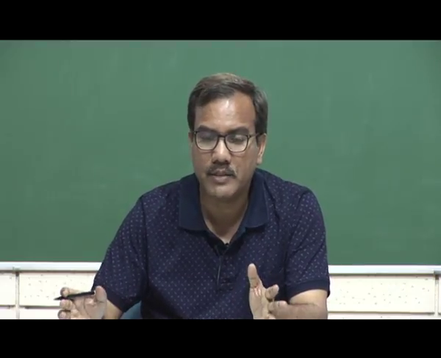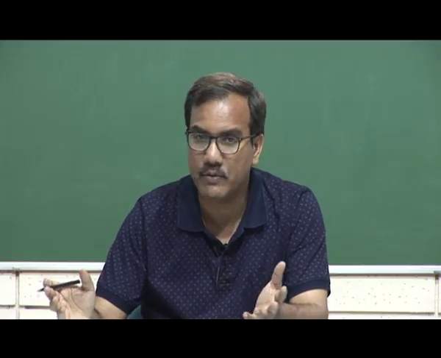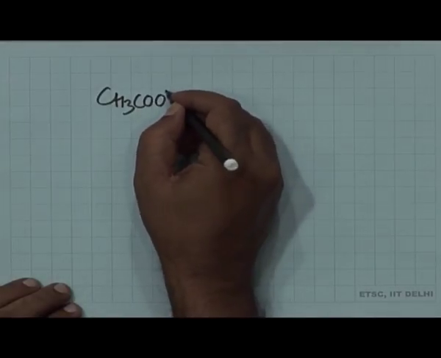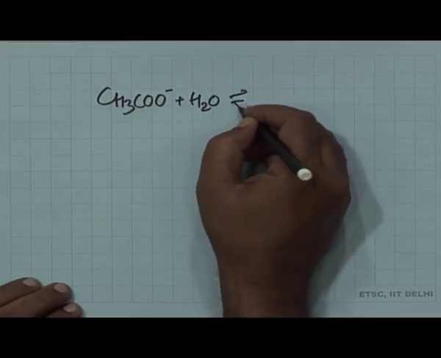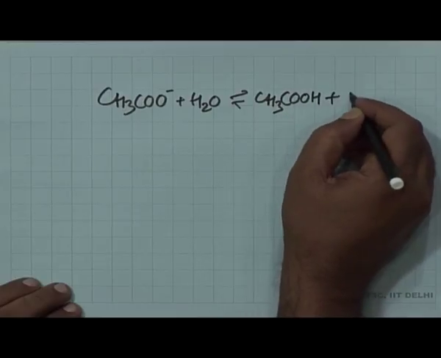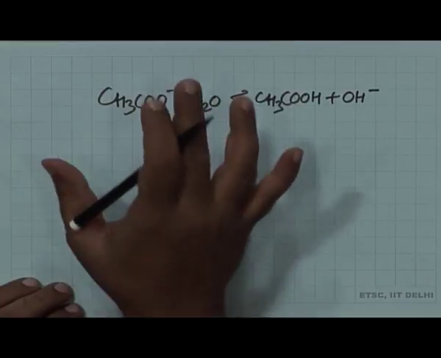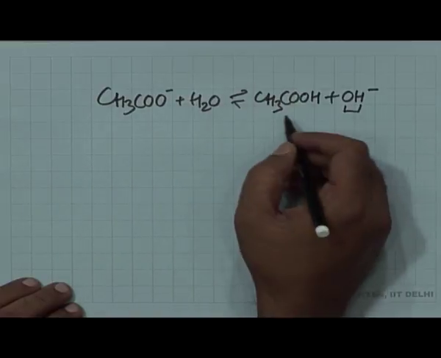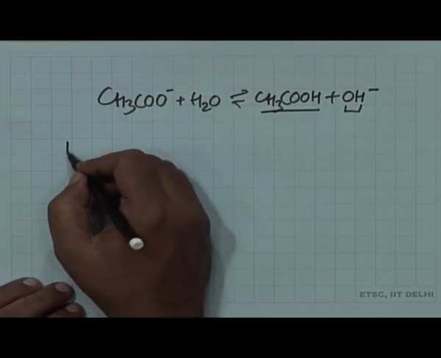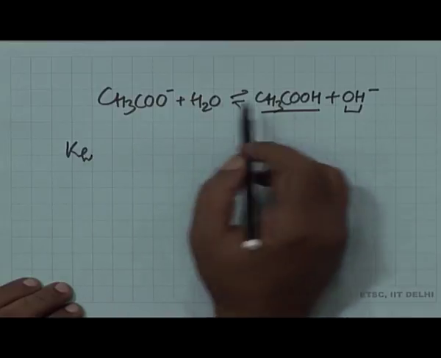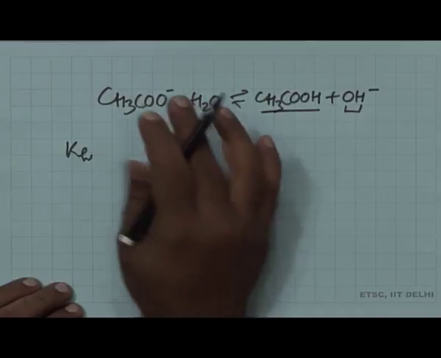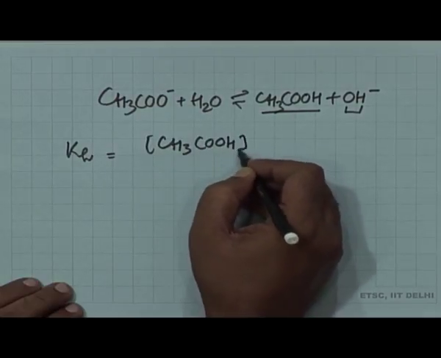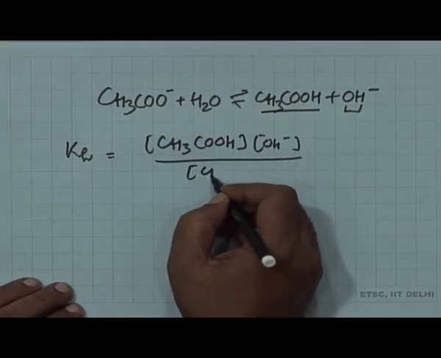And so, if I want to calculate pH or pOH, I need to know the value of OH minus. So, let us consider again this reaction: CH3COO minus plus H2O giving you CH3COOH plus OH minus. Now I need to calculate the OH minus ion if I know the acid dissociation constant of acetic acid, which is a weak acid. So, let us write KH, which is the hydrolysis constant. The equilibrium constant for this reaction is called KH, since this is a hydrolysis of your salt. So, KH is equal to CH3COOH into OH minus divided by CH3COO minus.